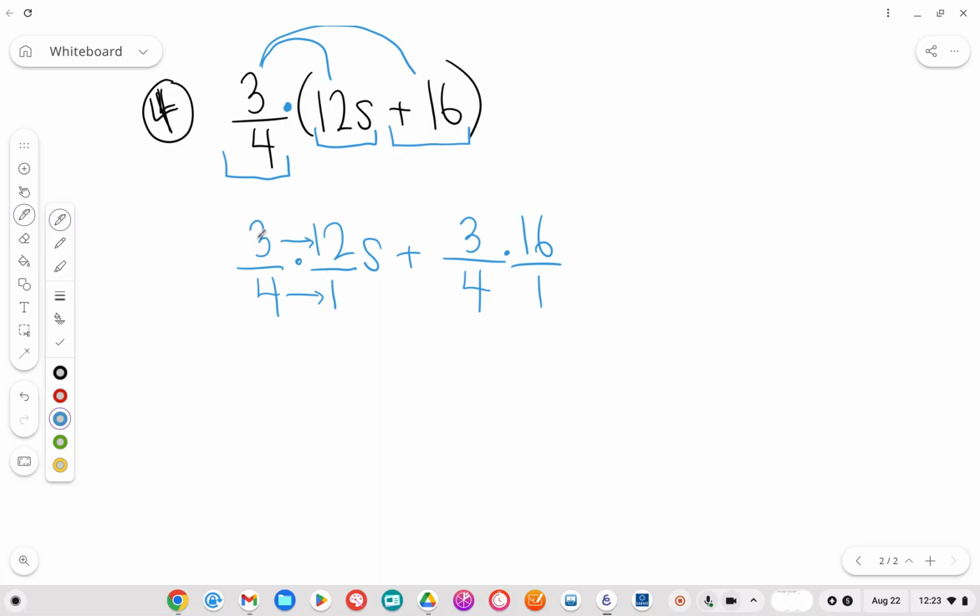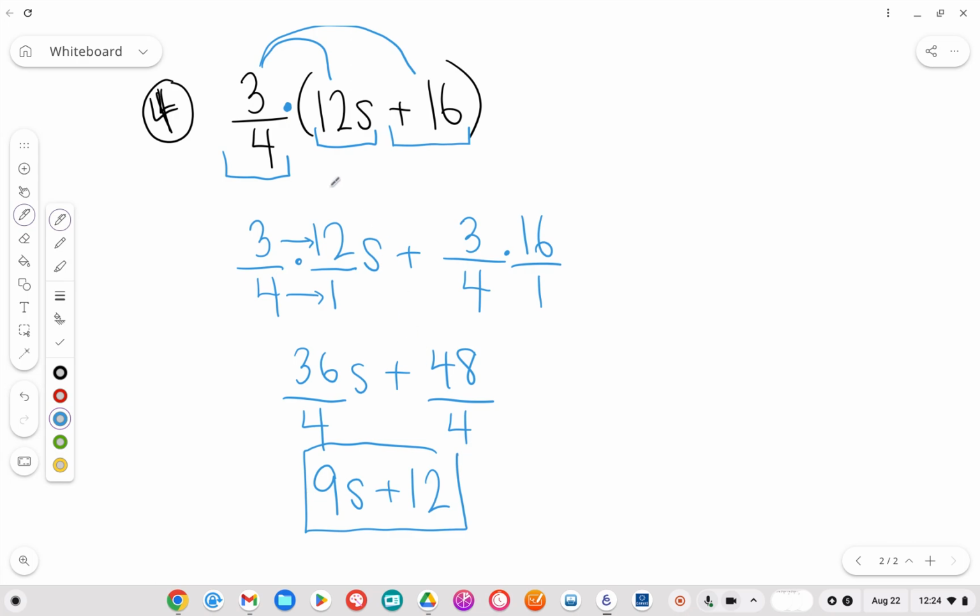So let's simplify. If we go straight across when we multiply fractions, 3 times 12 is 36. 4 times 1 is 4. I'm just going to keep the s. Plus 3 times 16 is 48. 4 times 1 is 4. And now I have to simplify because I look at it and I've got a fraction, and so I got to ask myself, have I simplified it? These are both even, so I know they're divisible by 2, but I also know my math facts that 36 is divisible by 4, and that is 9s plus 48 divided by 4 is 12.